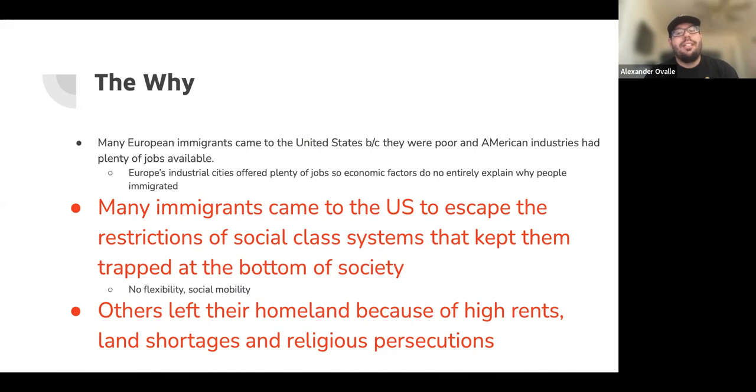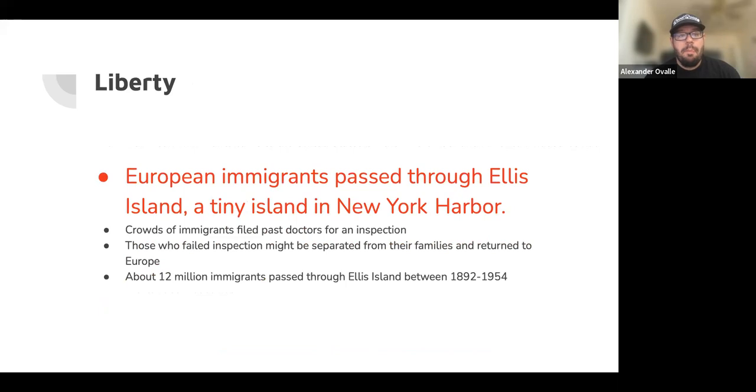Many immigrants came to the United States to escape the restrictions of social class systems that kept them trapped at the bottom of society. No flexibility, no social mobility allowing them to move from the bottom to the top, or even from the bottom to the middle. The poor working class to the middle class bourgeoisie. Others left their homeland because of high rents, land shortages, or religious persecution. The freedom of religion here in America is a pull factor. So, liberty.